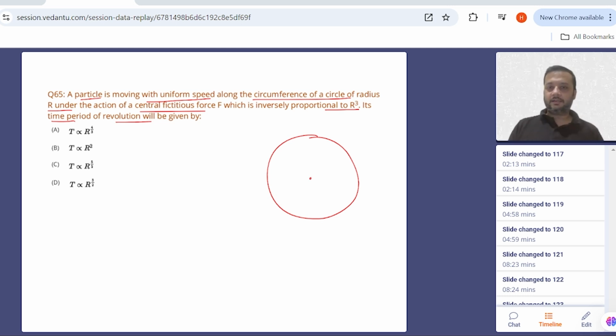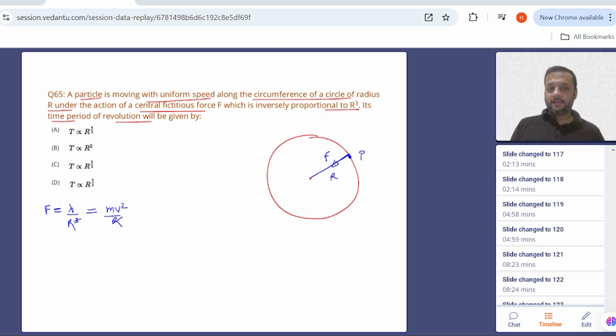So we can say that suppose there is a particle P which is moving in a circle of radius r, and the force F is acting towards the center, and this F is inversely proportional to r cube. So we can say that F will be some proportionality constant lambda upon r cube. Now this force will also provide the required centripetal force. So we can say that force will be written as mv square by r.